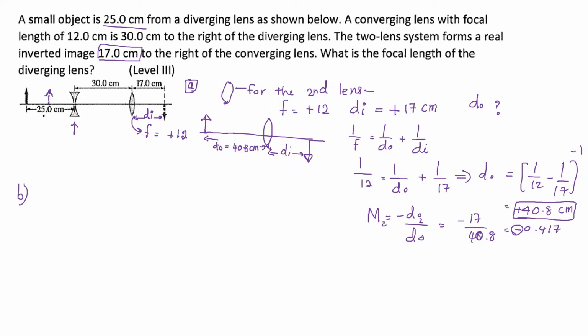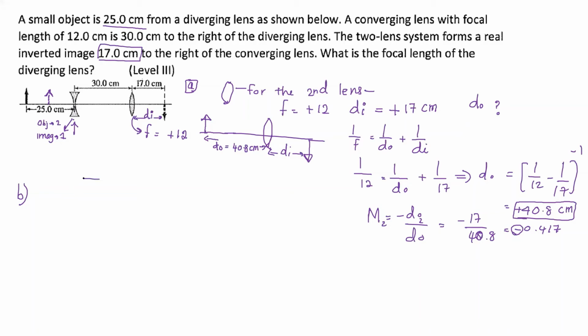It is somewhere here. This is the object of the second lens, and also it should be the image formed by the first lens, right? Image of this lens, image of the diverging lens. We know the image formed by the diverging lens is the object to the second lens. We learned about it in the previous problem.